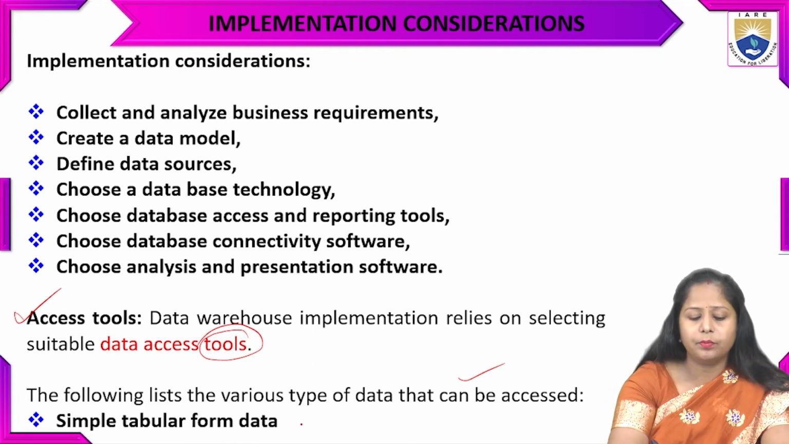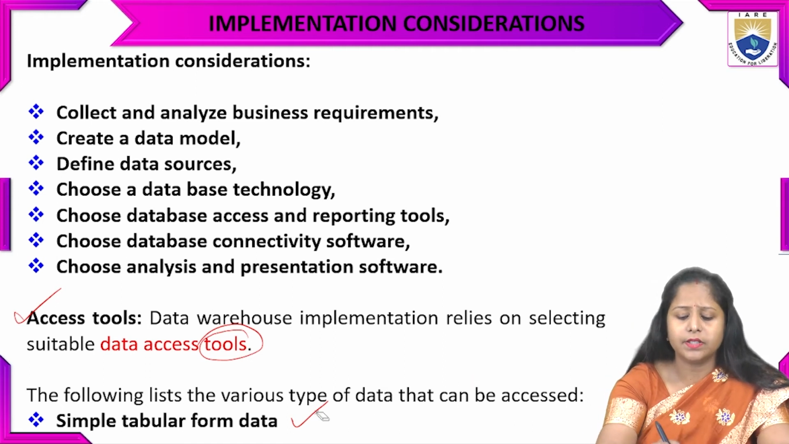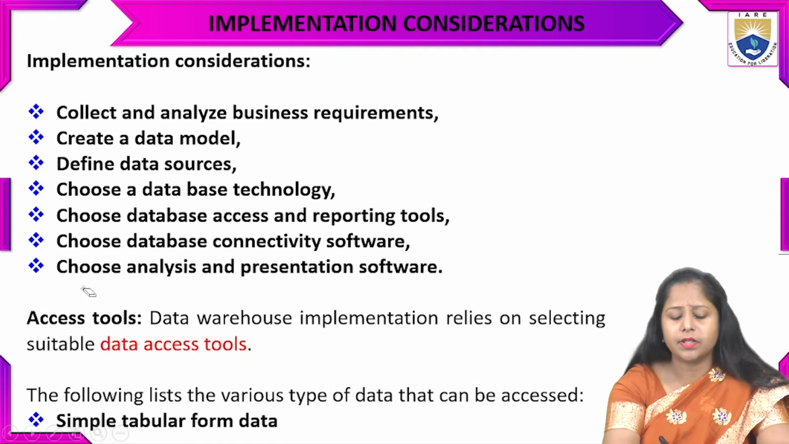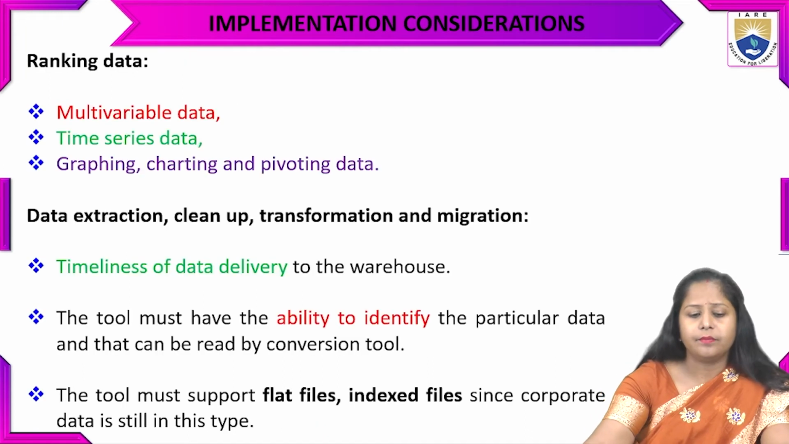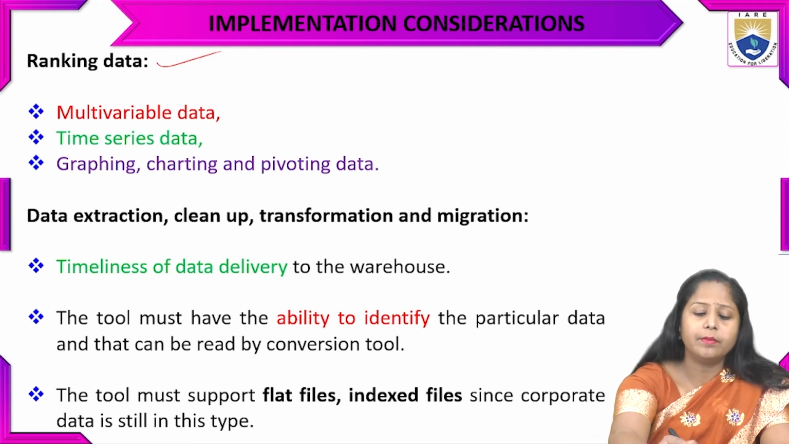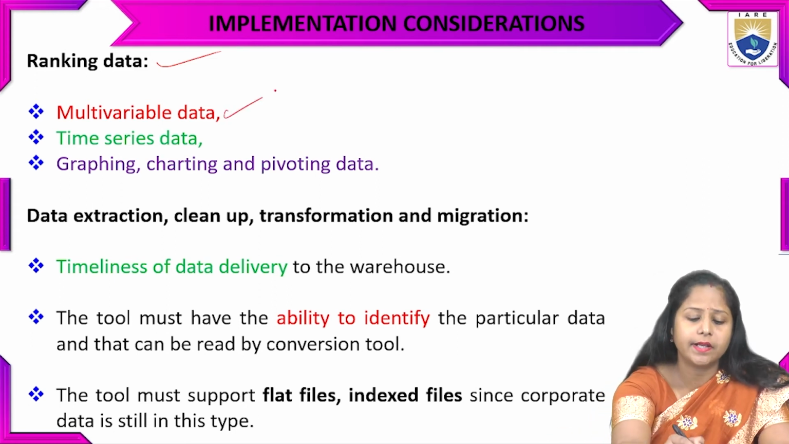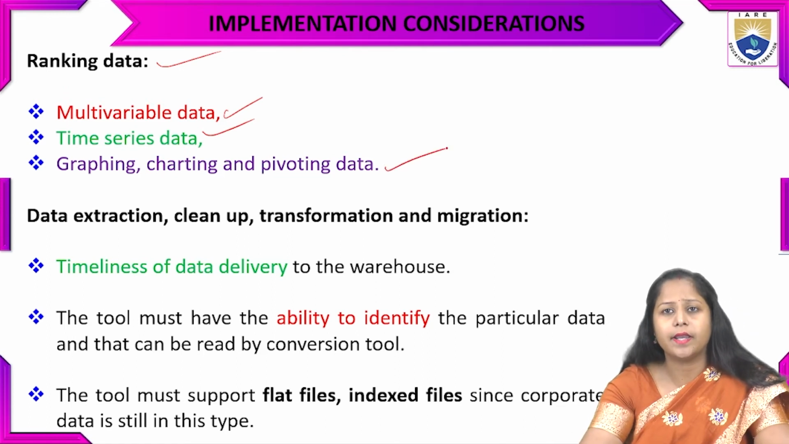So first is simple tabular form data. What does it mean? In this type of data, we will have simple data in tabular tables formation. So data will be in tabular form. Ranking data can be there. In that, multi-variable data will be there. Time series data can be there. Graphic, charting and pivoting data can be there.